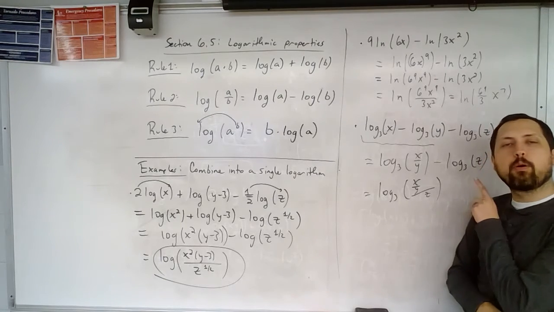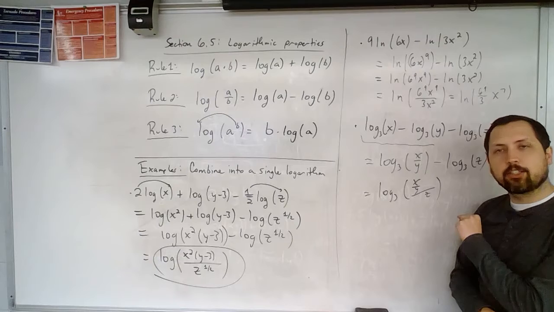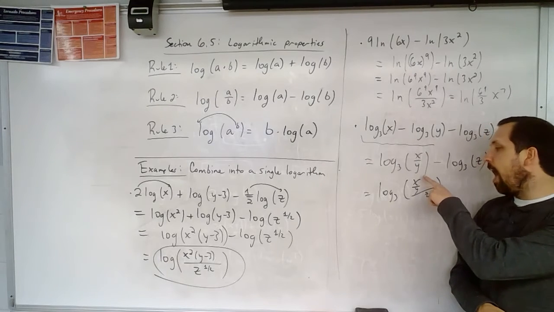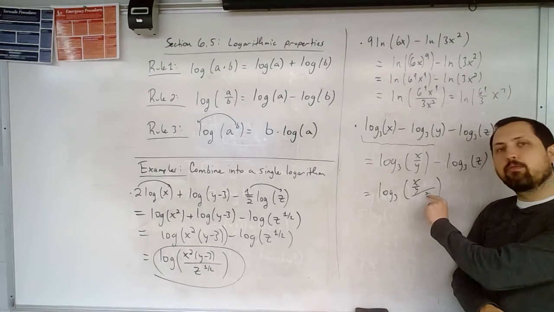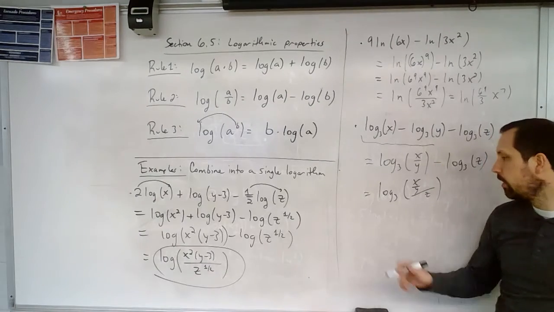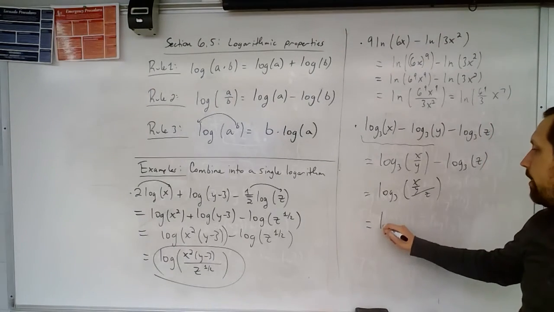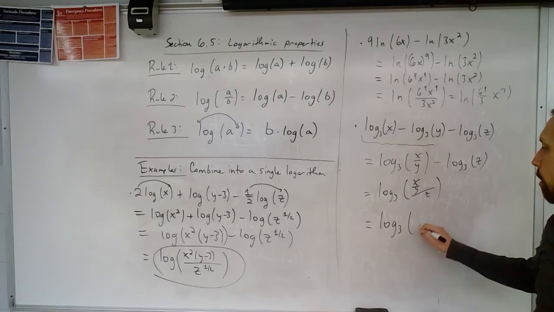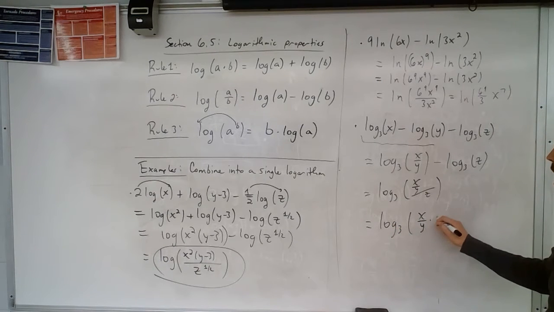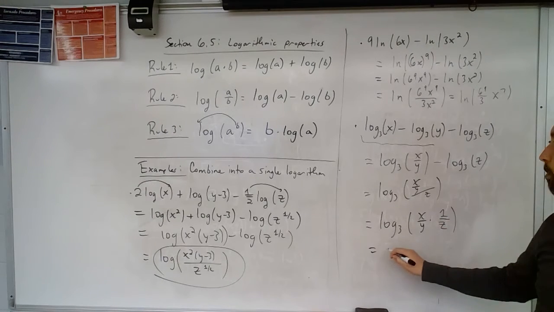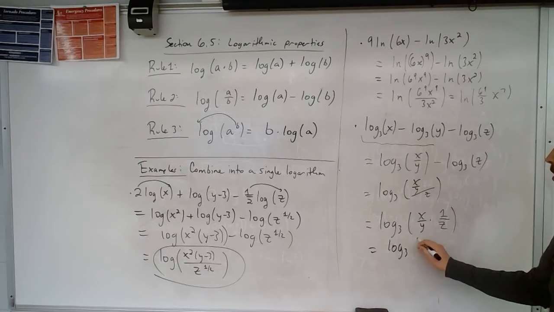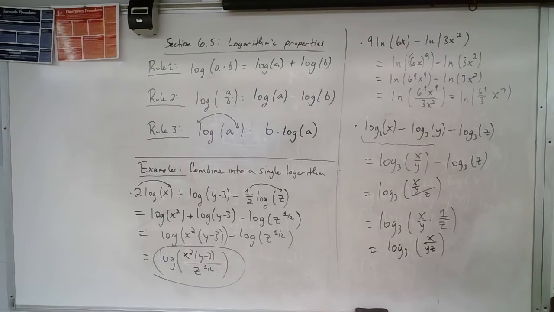So we're going to use what we know about fractions over fractions and say, if I have a fraction divided by another fraction, I take the reciprocal of the denominator. So I'm going to have on the inside log base 3 of x divided by y. The reciprocal of z is 1 over z. So simplifying this, I get log base 3 of x divided by y z.